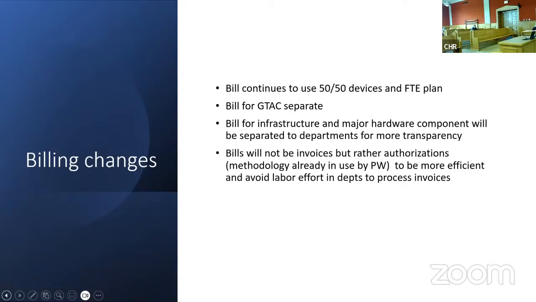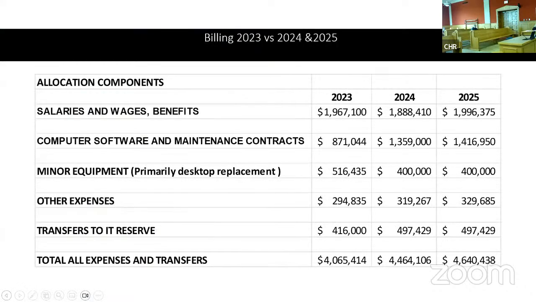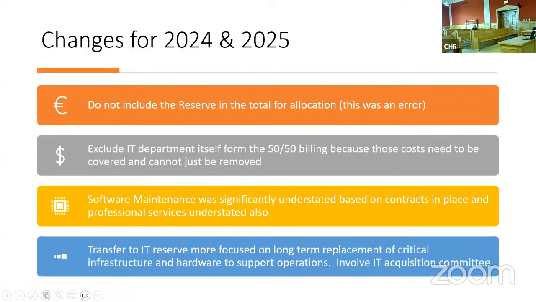And then when you say the software maintenance was significantly understated, that's budget compared to actuals? Yes. And then on the subsequent year, you're going to use the actuals plus an escalation for your budget? Yes.